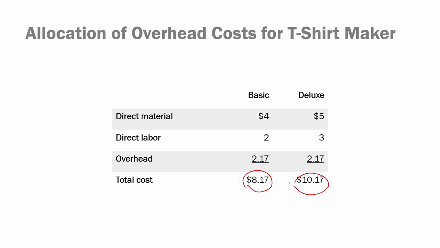So why don't we just do that? Well, because it's unlikely that a basic and a deluxe t-shirt both cause the company to incur the same amount of overhead costs. Chances are that the manufacturing process is somewhat different for deluxe t-shirts than for basic t-shirts. And if so, then those two types of t-shirts would likely use overhead resources differently. And if that's the case, the company could make better management decisions if the product cost estimates reflected those differences.